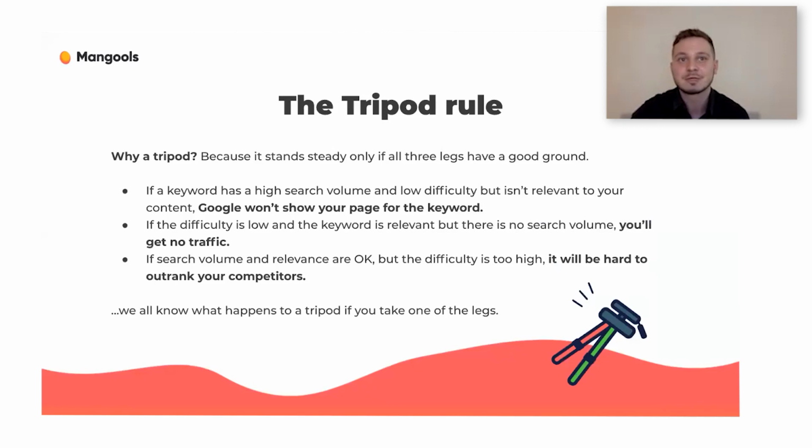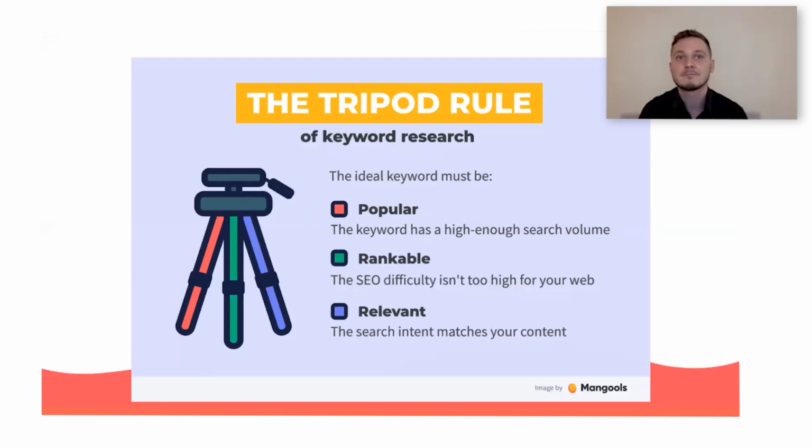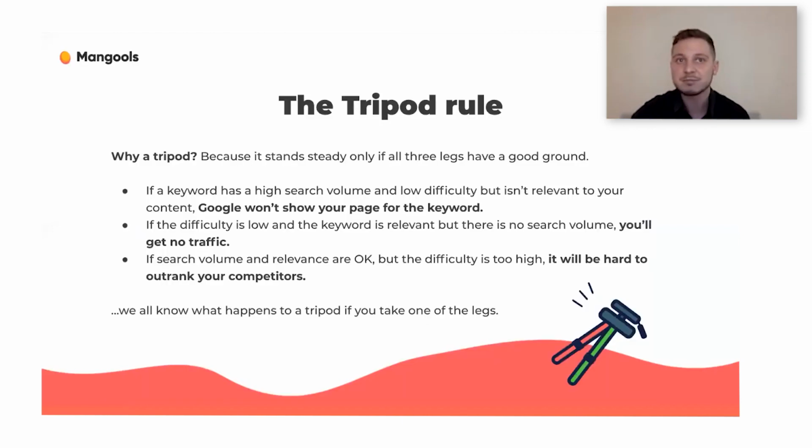So the tripod rule. What's the tripod rule? The ideal keyword must be popular, so it has high enough monthly searches. Then it has to be rankable. That means it has a reasonable keyword difficulty for your website. And relevant, that means the search intent matches your content. Why a tripod? Because it stands steady only if all 3 legs have good ground.